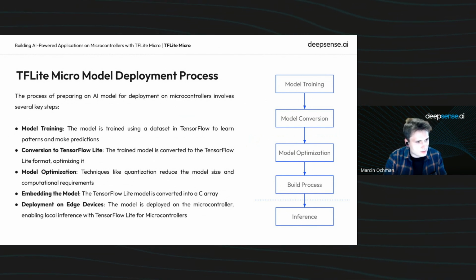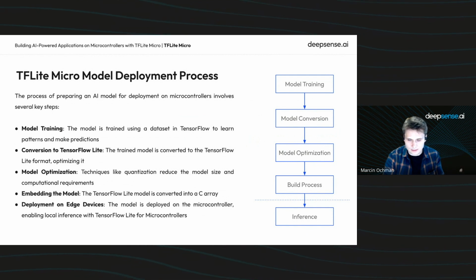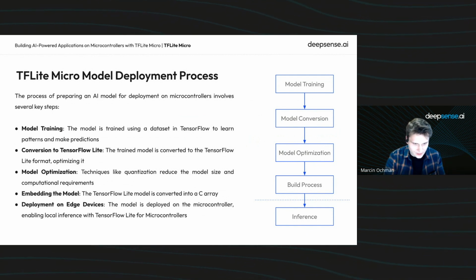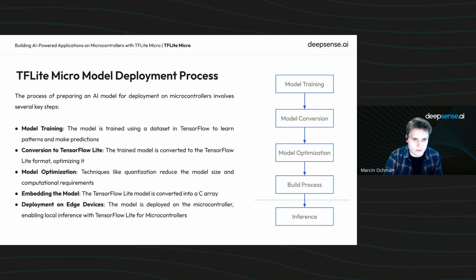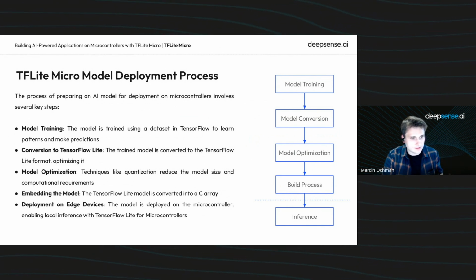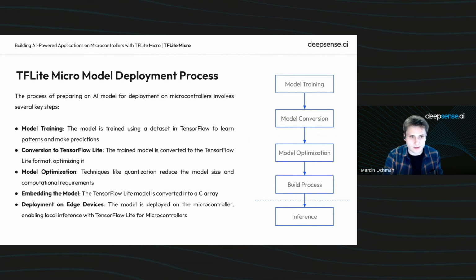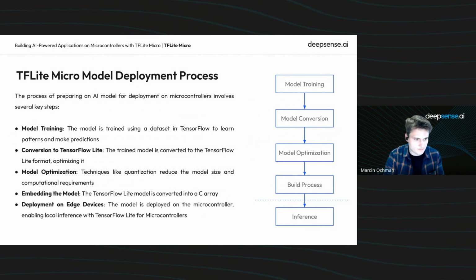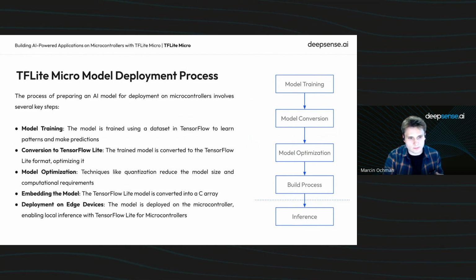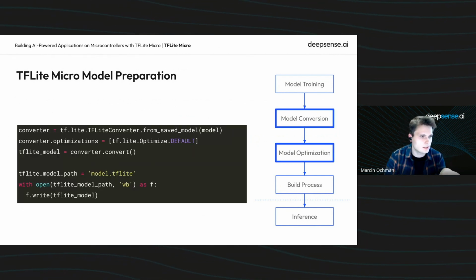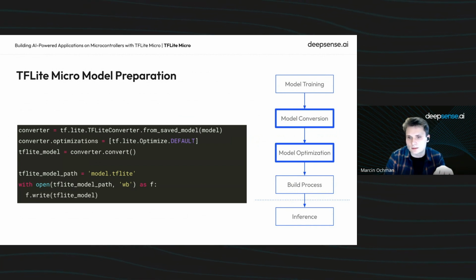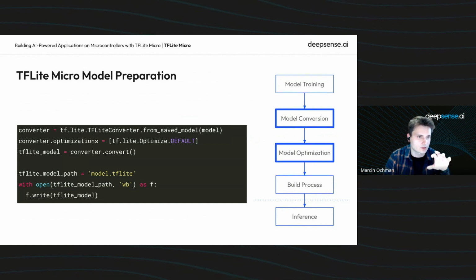Next, the optimized model is embedded into the application as a C array. This step converts the model into a format that can be directly integrated into the microcontroller's firmware, and it allows it to be used for inference without relying on any external dependencies. And finally, the model is deployed on the microcontroller, where it performs inference locally using, of course, the TensorFlow Lite Micro runtime.